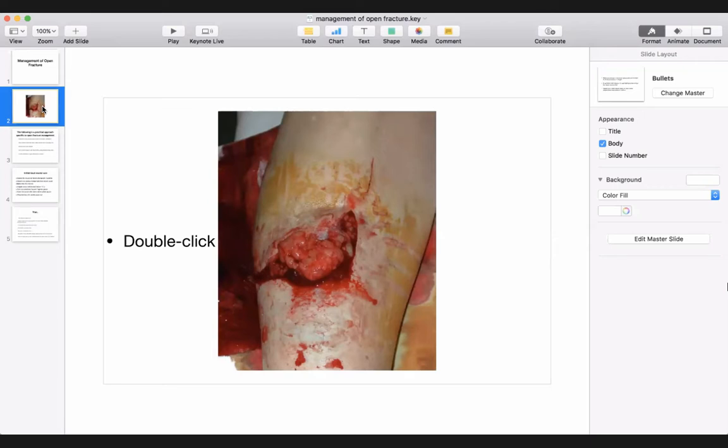Doctor, we have to ask about the mechanism first. Mechanism of injury, very important. What else? Doctor, I will check ABC first, airway, breathing, and circulation, because he is a road traffic accident. Maybe he has another injury anywhere.